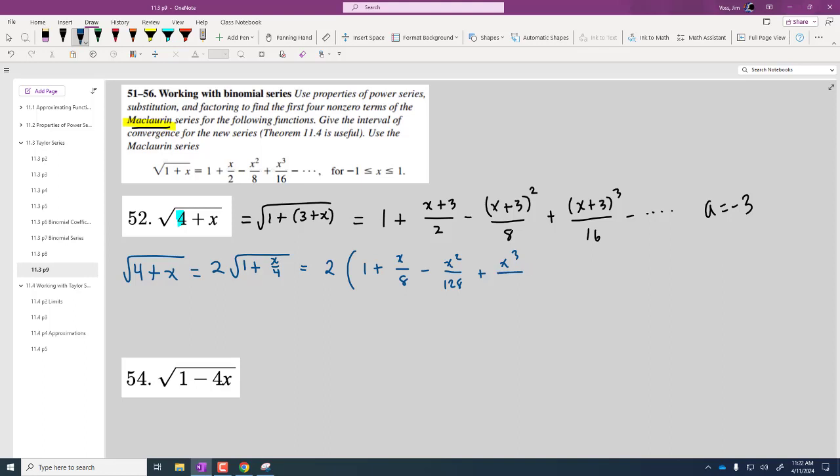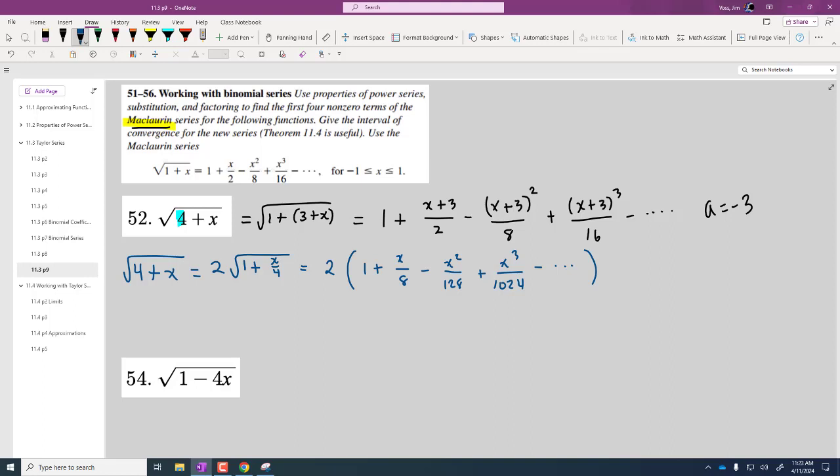64 times 16 is 4 to the 5th? 1024. What is it? 1024. Oh yeah, we should know that. 1024. Common number. Plus, etc., or minus, etc., whatever. That is the Maclaurin series.